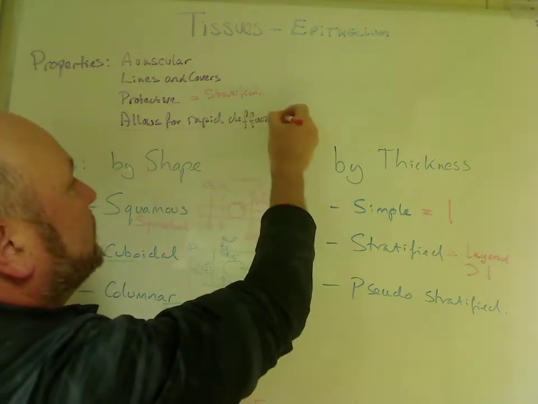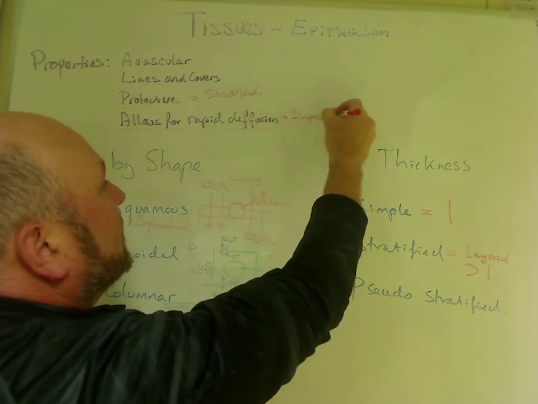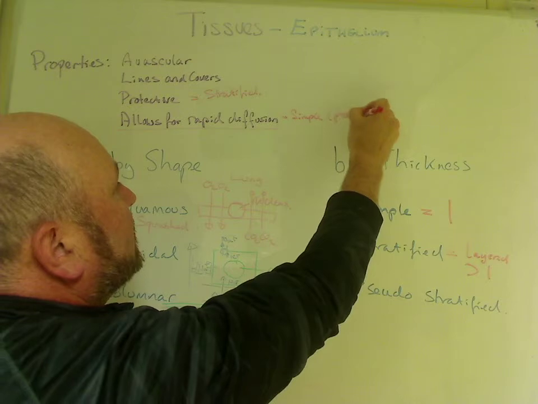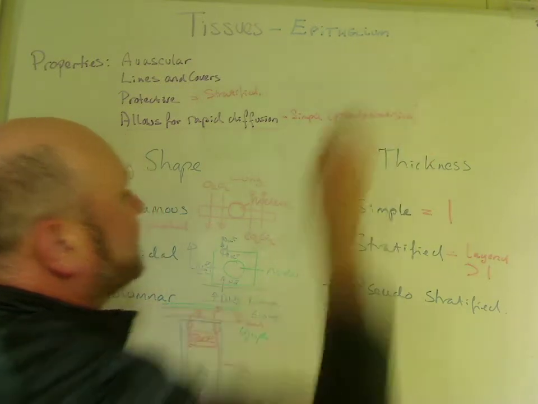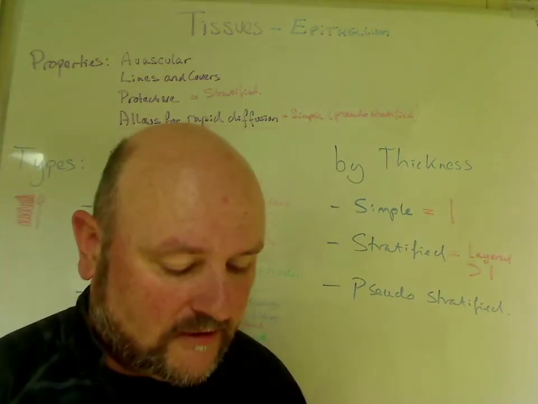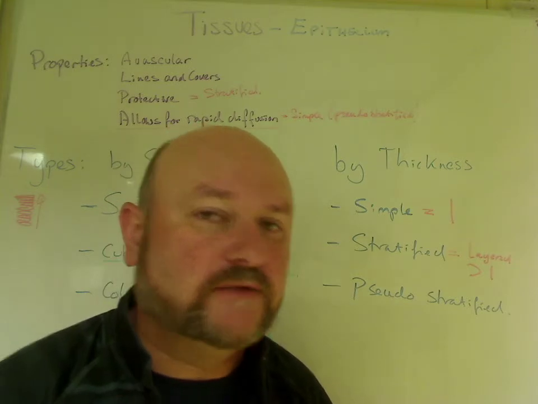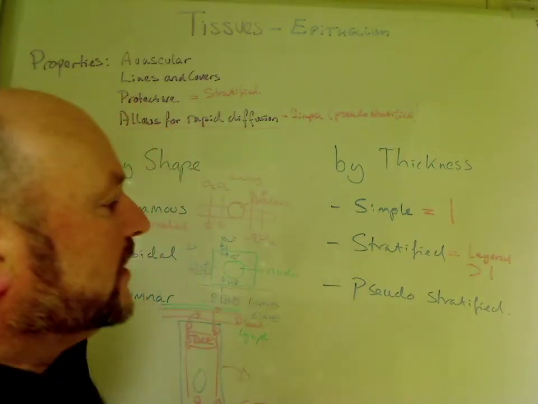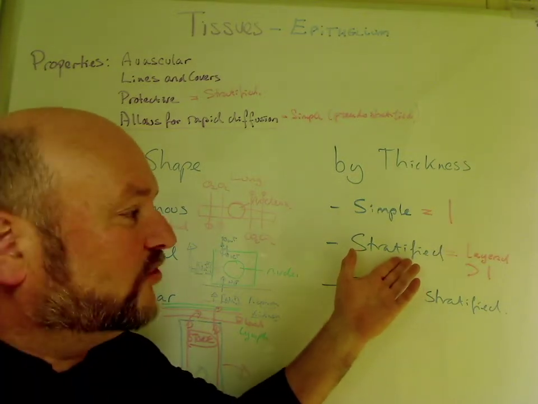And for rapid diffusion, you have simple, and in brackets, pseudo-stratified. Now I apologise, my writing is never the best, but hopefully as I'm saying the words you actually recognise what the word is. So simple, one layer; stratified, greater than one layer, and for protection.